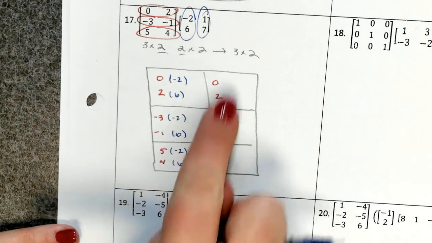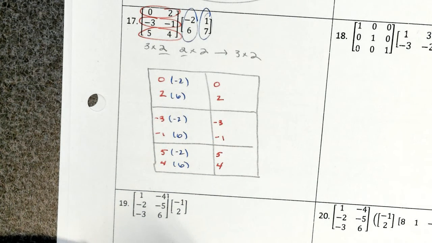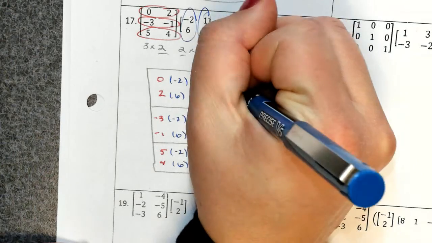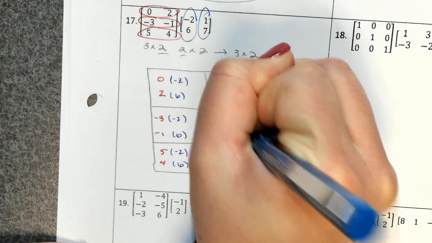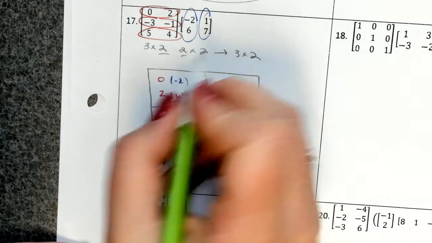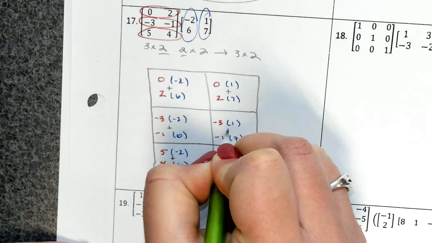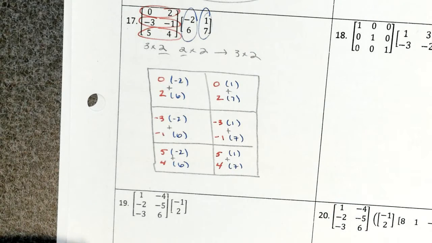And in the next column, what numbers do I use? 6 and 7. Oh, wait, sorry. 1 and 7. 1 and 7, good. And then remember, you're taking the multiplication, add the multiplication. So it's a plus sign in between those multiplication problems.